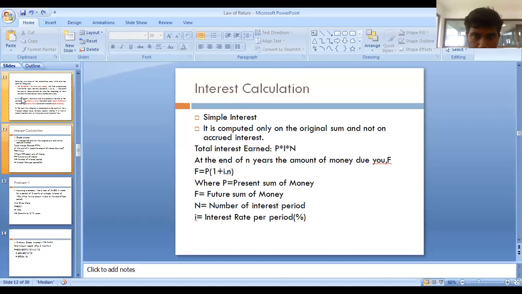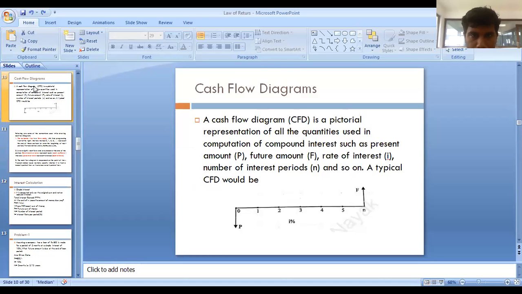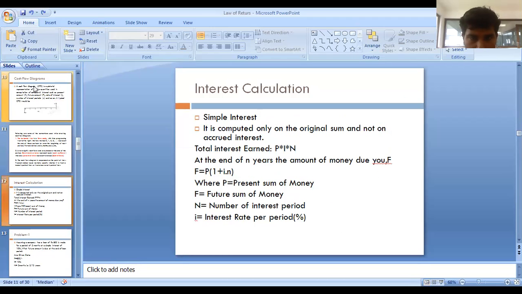In the last class, you studied all these things, CFD. In today's session, we'll be dealing with the simple interest calculations. Simple interest is computed only on the original sum, not on the accrued interest. Whatever the original amount is, only on that are we going to calculate the interest. So it's a simple interest.